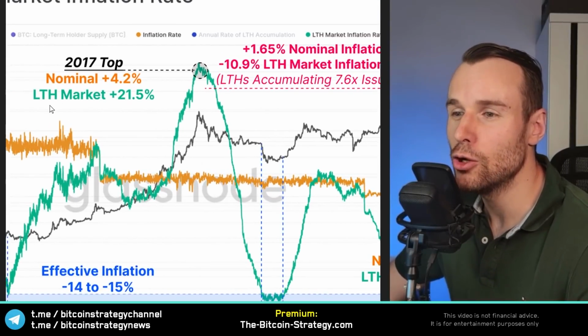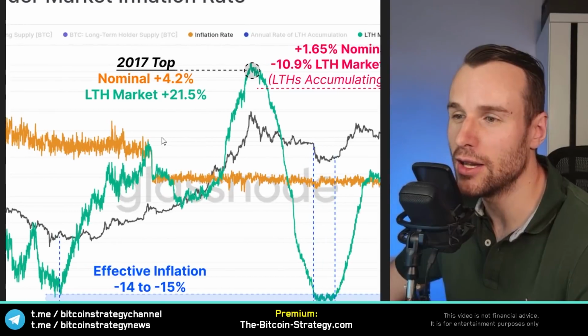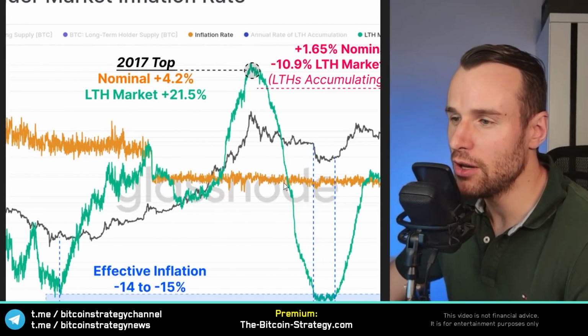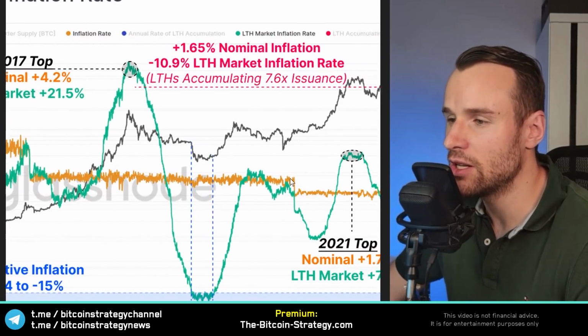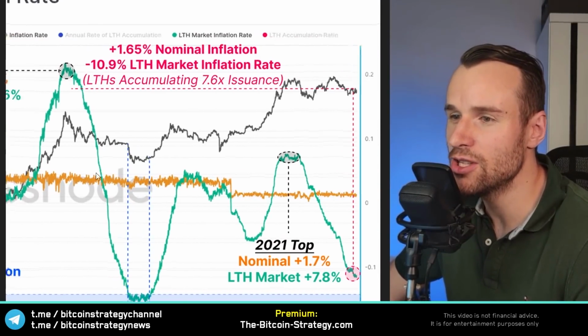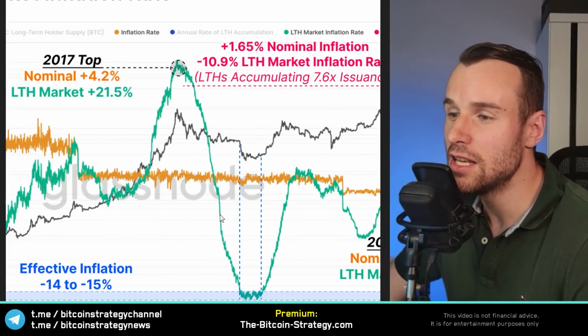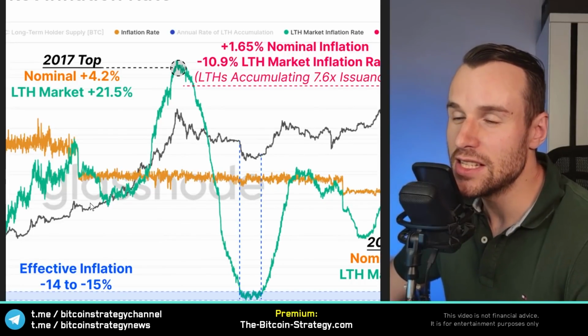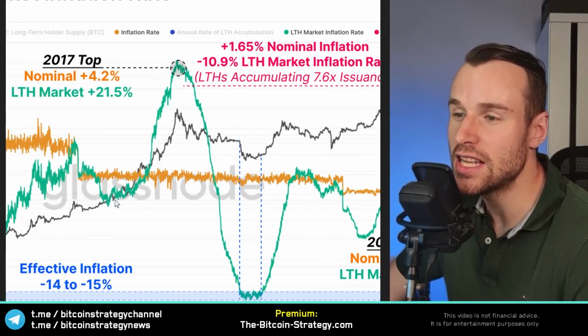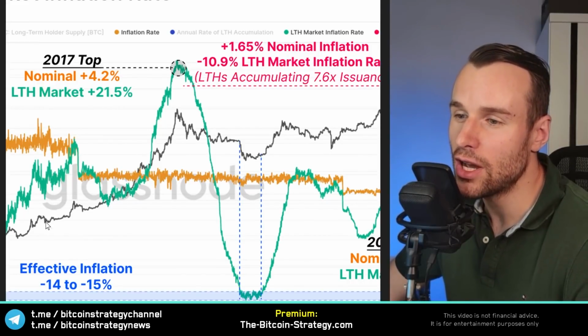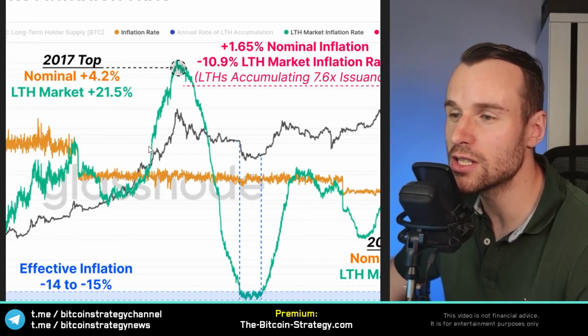It looks at the long-term holder supply. So the regular mining supply, right? The supply that gets generated by the protocol, that's here in orange. The supply provided by the long-term holders, that's here in green. So we can see the long-term holders, they are selling into the rally. The price is going up, the long-term holders sell into this.